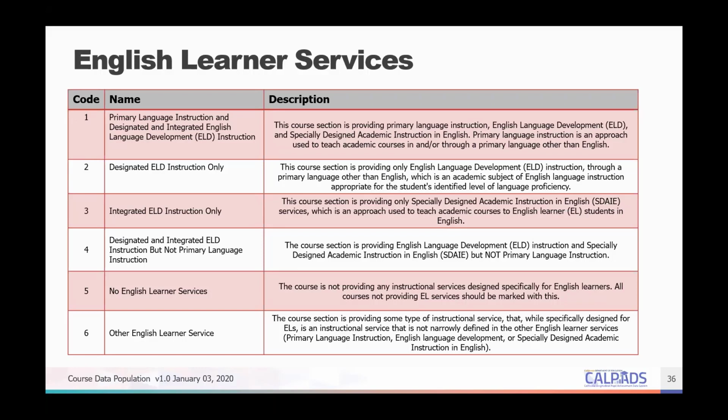Or perhaps you have a teacher who does not have the authorizations and therefore cannot provide the services even if the course was intended. Code 5 would be applicable there. And then you have other services. And so let's look at CalPADS where that would be populated.